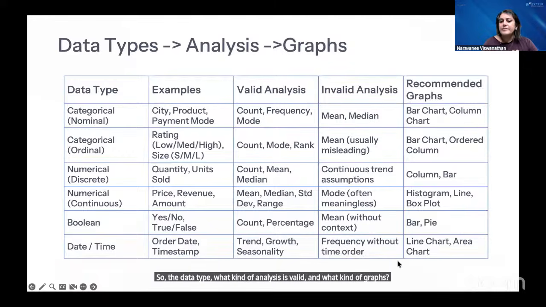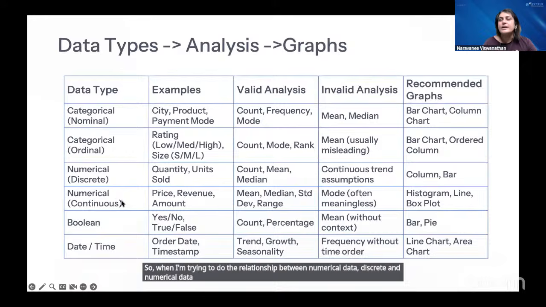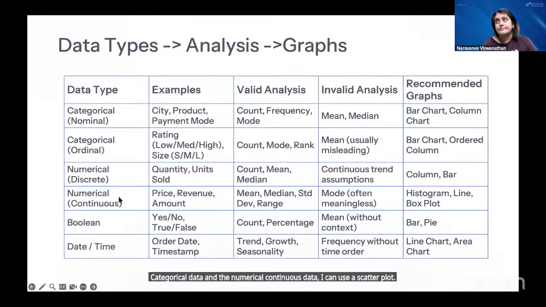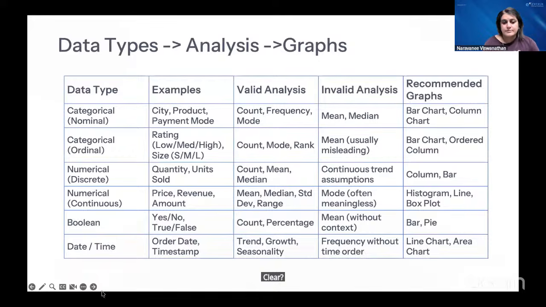Have we mapped everything? So where can I use a scatter plot, guys? When I'm trying to find the relationship between numerical discrete data and numerical continuous data, I can do a scatter plot. When I'm trying to find the relationship between ordinal categorical data and numerical continuous data, I can use a scatter plot. Clear? Yes or no? Is the scatter plot logic clear?